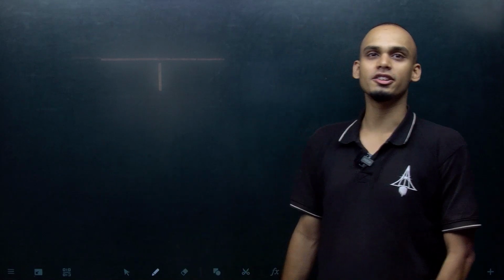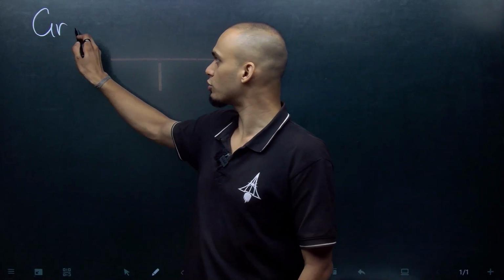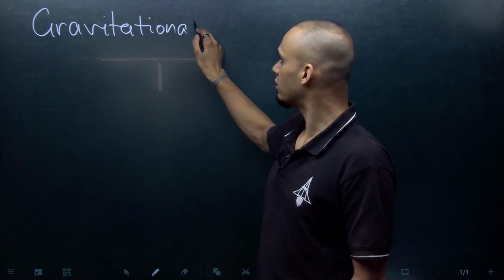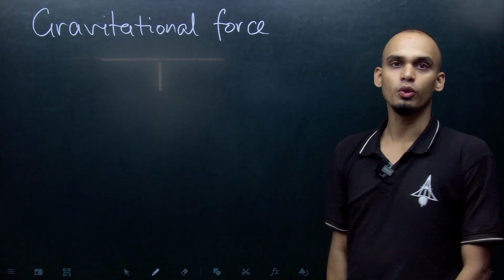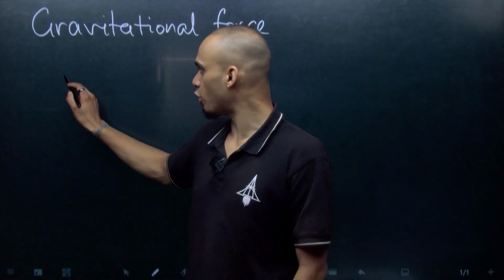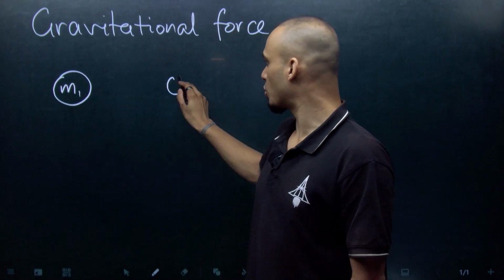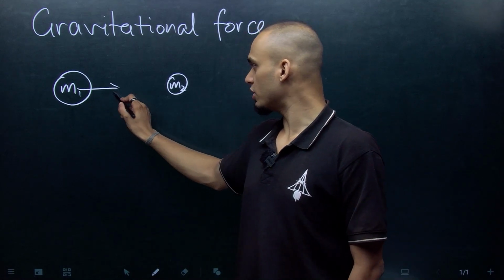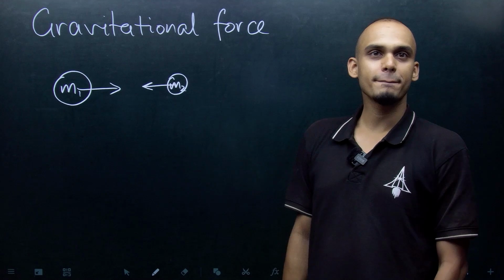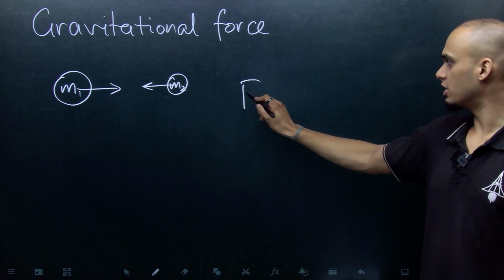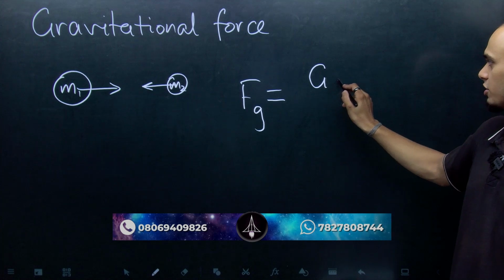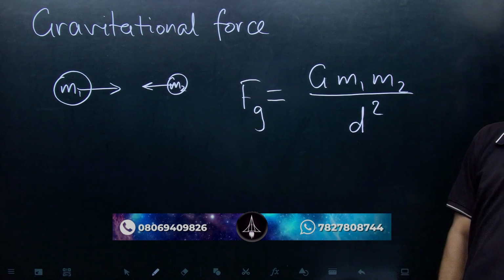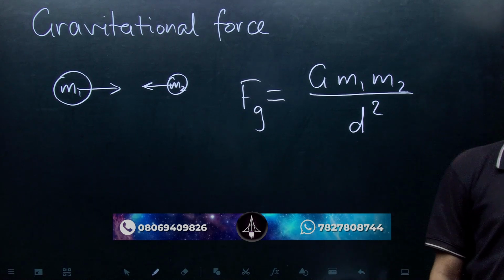The whole heart of this chapter is gravitational force. And remember, the most basic form of this gravitational force is between two point objects, m1 and m2. They exert a gravitational force on each other, and their value we know is given to be constant G into m1 into m2 upon the distance between them whole square. Hence it is also known as the inverse square law.